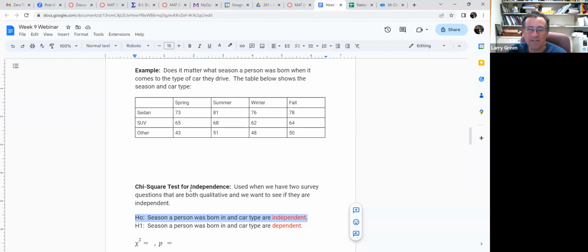Here, if we're doing a test for independence, you have to specifically talk about independent for H naught and dependent for H1. So H1 is very similar: season a person was born in and car type are dependent. Any questions on that? Okay, and I do take out points if you don't have the wording right.